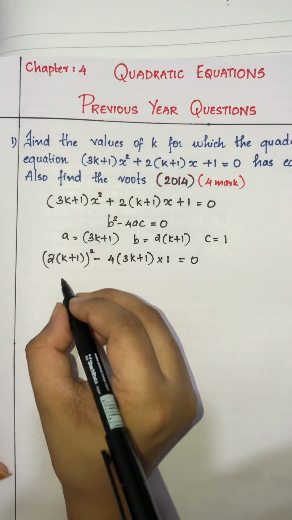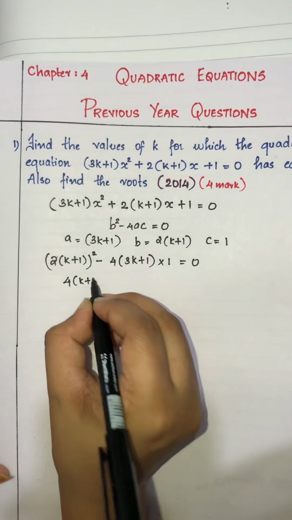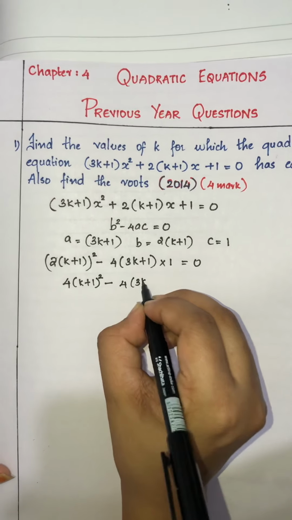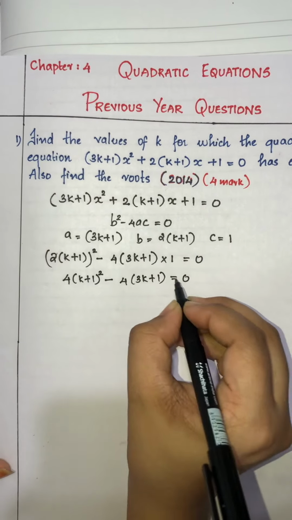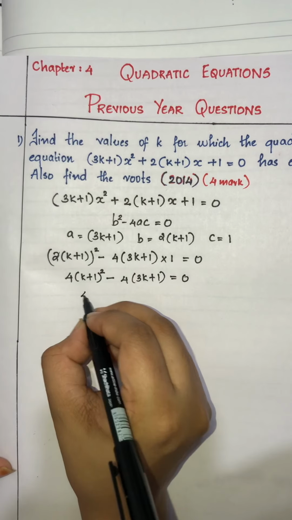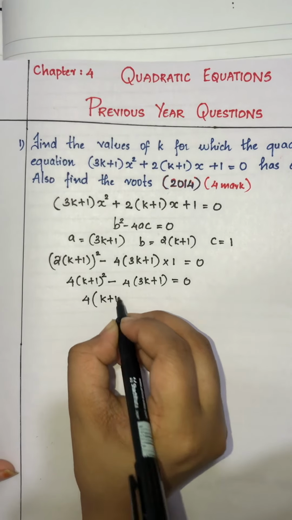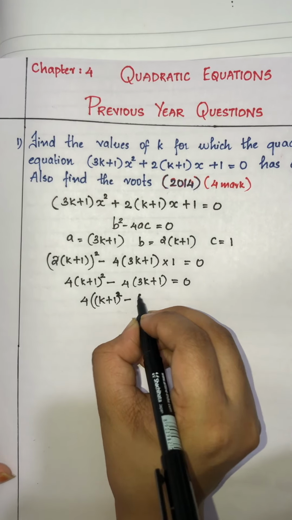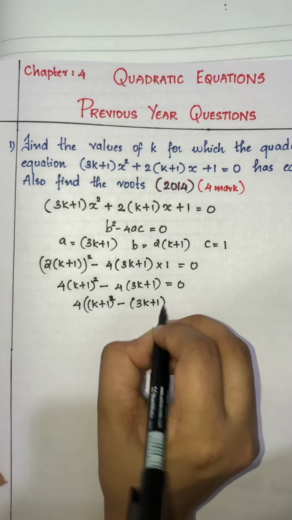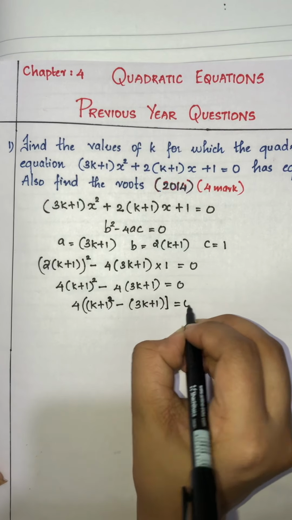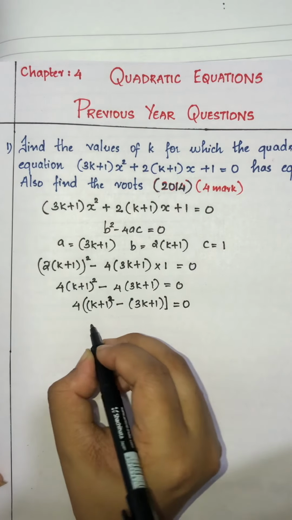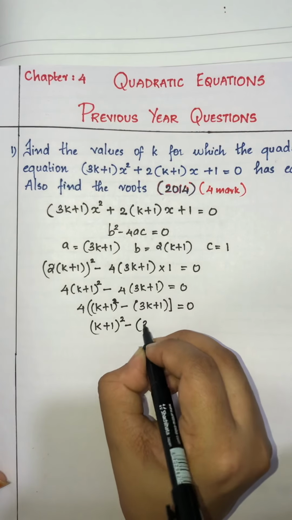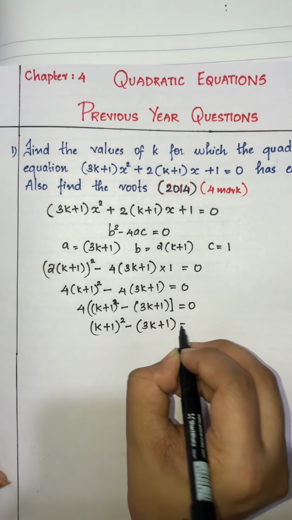Then 2 squared is 4, so 4(k + 1)² − 4(3k + 1) = 0. Then we take 4 common: 4[(k + 1)² − (3k + 1)] = 0. The 4 cancels, and the remaining is (k + 1)² − (3k + 1) = 0.